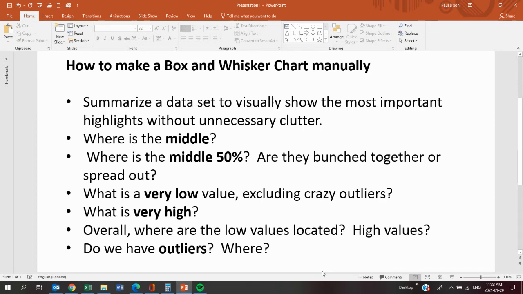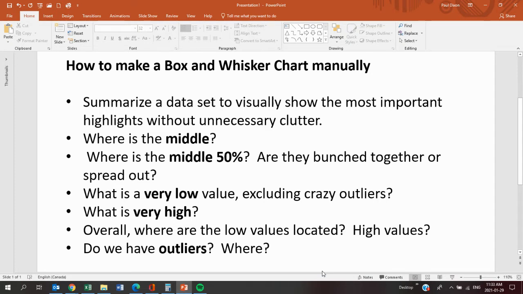Then among the low ones, the bottom, say, 25%, what would be a really low value? I don't mean the really crazy outliers, because there are often some strange ones in there. But what would be very, very low? So what does that bottom 25% look like? And then what does the top 25% look like? Again, let's keep those strange people to the side. So what sort of pattern do we have overall as to the low people, the ones in the middle, the high people? And then if we do have some strange ones, who are they? What do they look like?